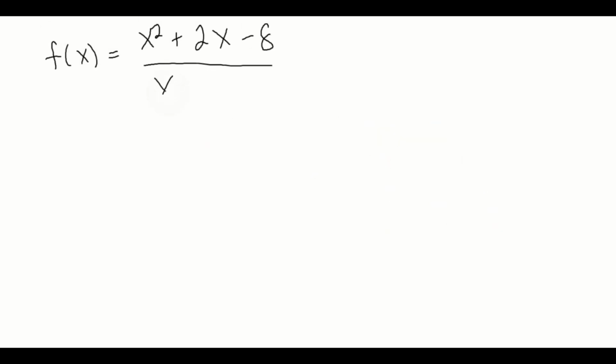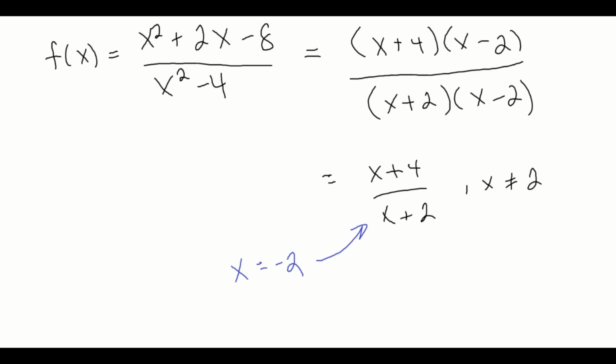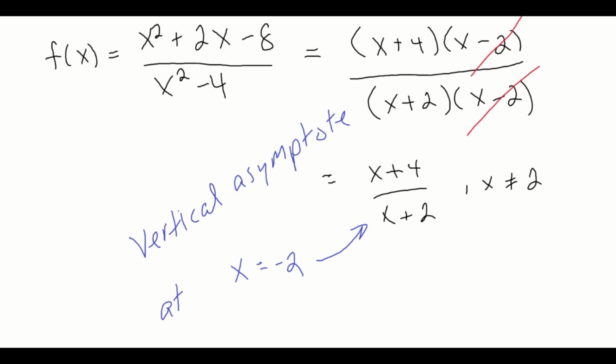Try one more. Again, you'll have to simplify the expression to find the zeros. Notice in our simplified expression, the denominator is 0 where x is equal to negative 2. And since the numerator is not 0 when x is equal to negative 2, that's where our vertical asymptote is. Now in this case, we have a common factor. When x is equal to 2, the denominator is 0, but so is the numerator. So instead of a vertical asymptote, we'll find a hole.